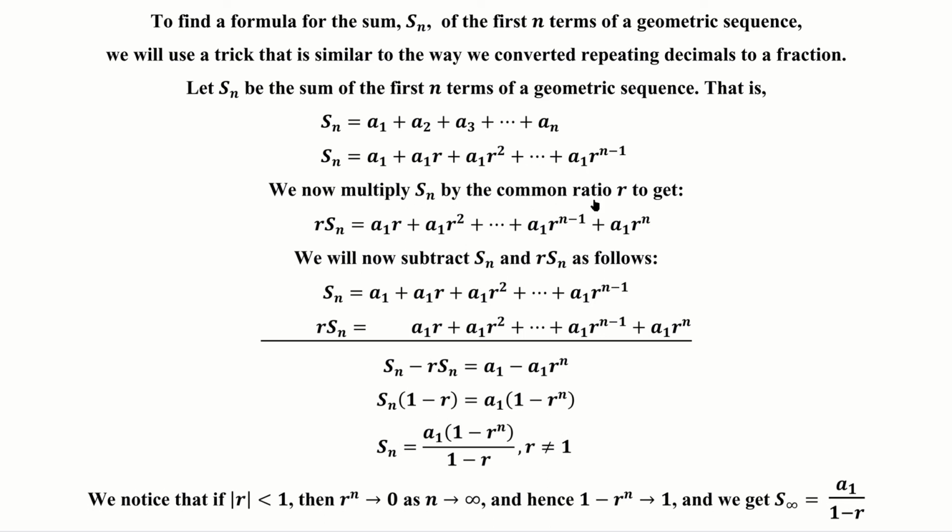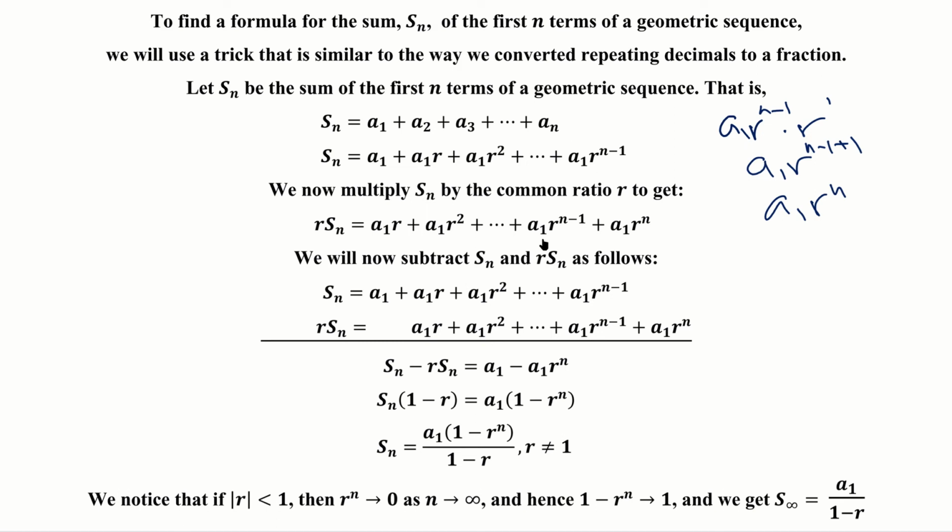We now multiply Sn by the common ratio r to get r times Sn is equal to, just multiply every term by r. So we get what? We get a1r. Multiply this one by r, you get a1r squared. Multiply this one, you get a1r cubed, etc. All the way up to, we get a multiplication of the last term here by r, which is going to be like this. What is a1 r to the n minus 1 times r? Well, that's going to be a1 r to the, remember there's a hidden 1 there, so n minus 1 plus 1, which is a1 r to the n. That's why the last term here is a1 r to the n.